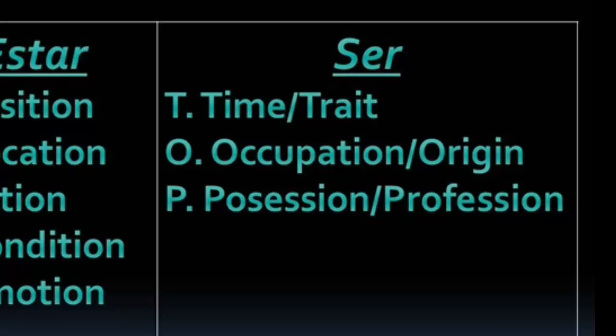Ser, we use TOP, T-O-P. That's for time or trait. For example, son las dos, son las tres, es la una. Occupation or origin. Soy profesor. Él es ingeniero. Origin. Soy de California. Okay. Ella es de Nueva York. Possession, profession. Esta blusa es de ella. It belongs to her. Okay.